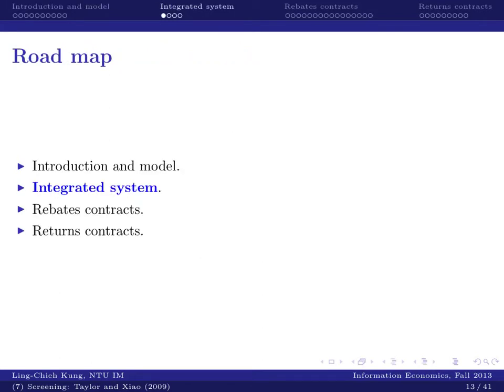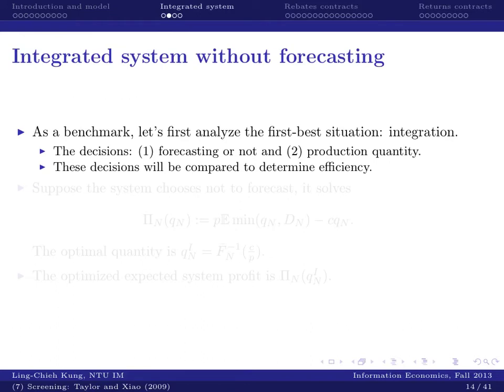So now let's study this integrated system. As a benchmark, we always want to first analyze this first best situation, integration. Here, the decisions will be forecasting or not, and the production quantity. Note that these 2 are external decisions, outgoing decisions from the system. When we are discussing integrated systems, we don't care about internal decisions like buyback price, like per unit sales rebate, like transfer payments. Okay?